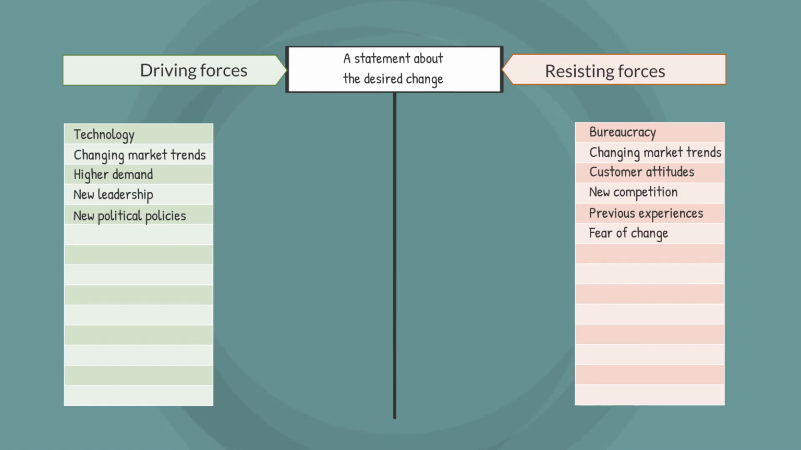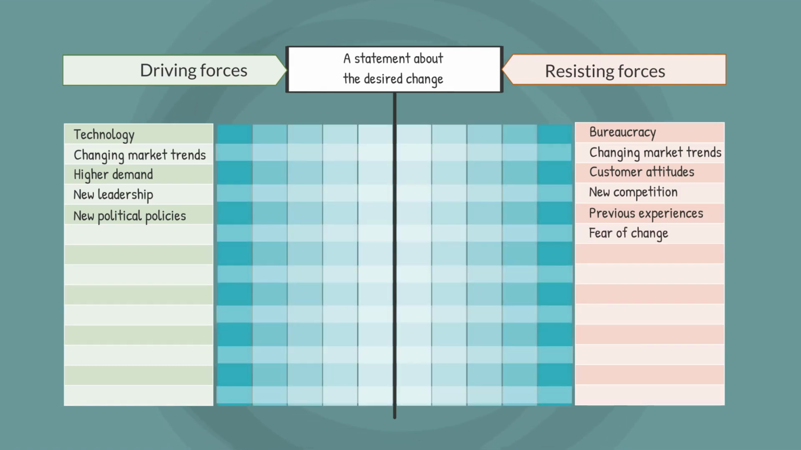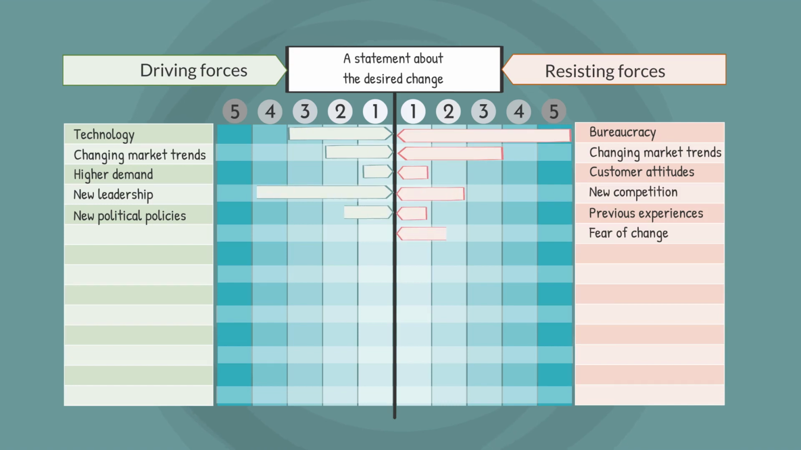Values are then assigned to each factor to indicate its impact or importance. Some people use a scale of 1 to 10, but we like to keep things simple and use a scale of 1, low impact, to 5, high impact. Each factor is represented by an arrow, the size of which provides a quick visual indication of its impact on the change. The overall balance of change can be assessed by adding up the scores.